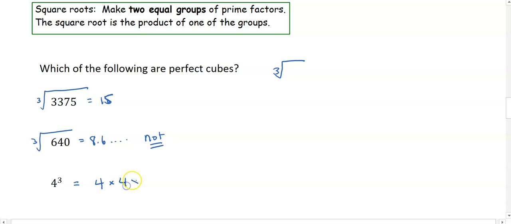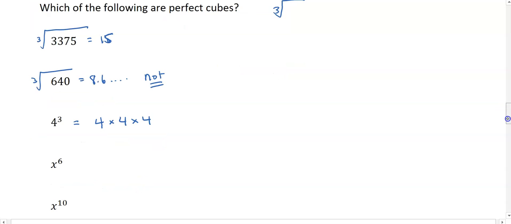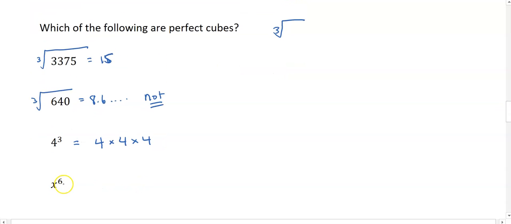Well, 4 to the power of 3 is 4 times 4 times 4, so yes, it is a perfect cube because there are three identical factors. What about x to the 6? Can that be broken into three identical factors? Well, I could break it into three groups of 2, right? If I multiplied that, I get 6. 2 plus 2 plus 2 is 6. So if I asked for the cubed root of that, I would just need one of those three identical factors.